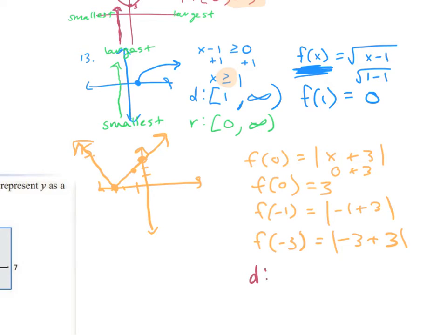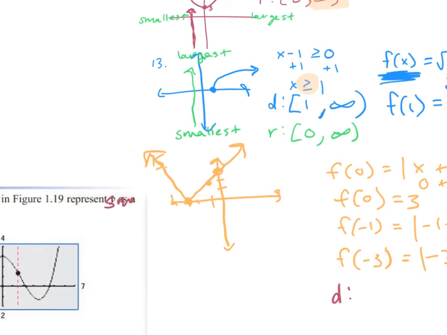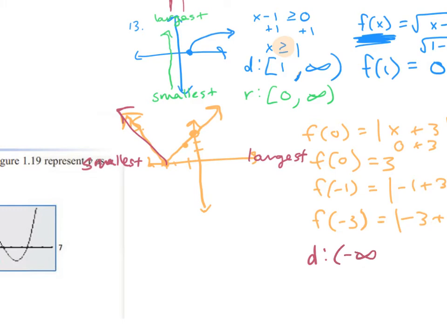Now to find our domain, we just look at our graph. So what's our smallest x value that we have here? Is it -3? Our smallest x value is going to be the smallest thing to the left. Remember, our domain goes from left to right, so smallest to largest. We see that this arrow keeps going to the left forever. So our domain starts at -infinity. And then what's our domain going to end at? Infinity. And we put parentheses.